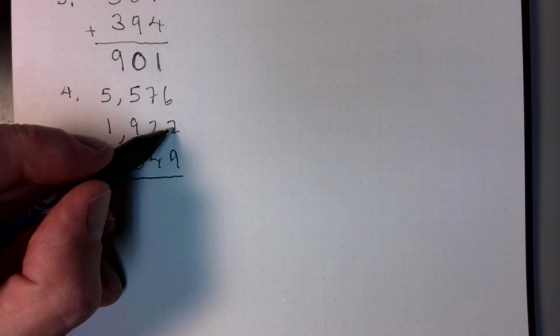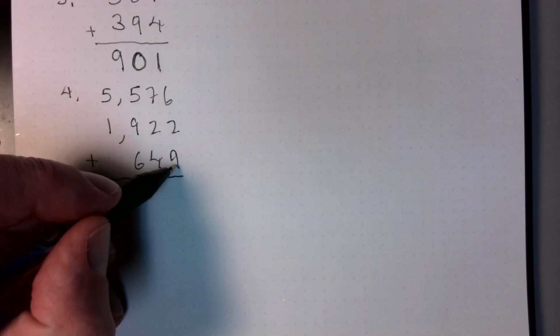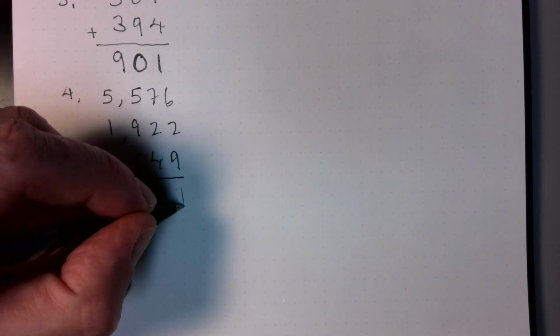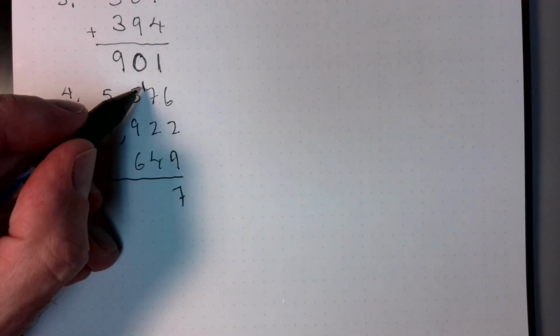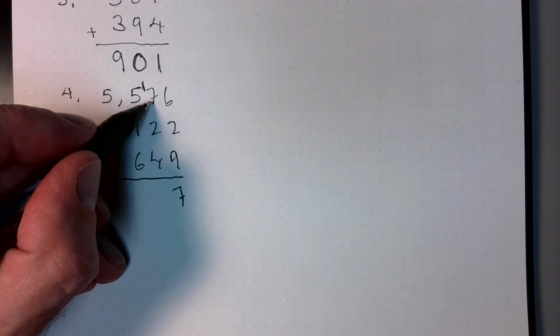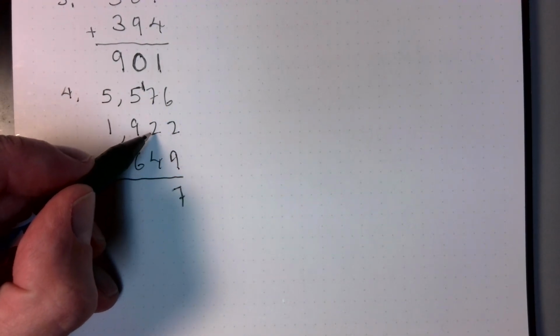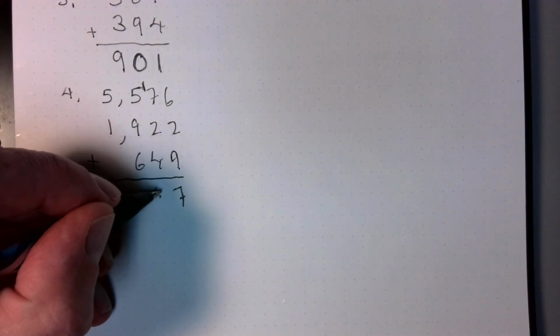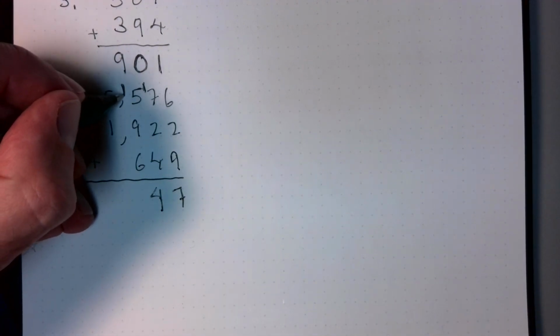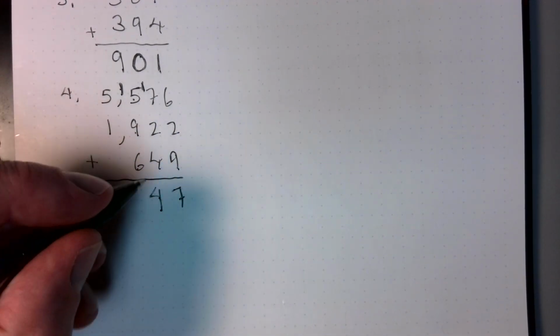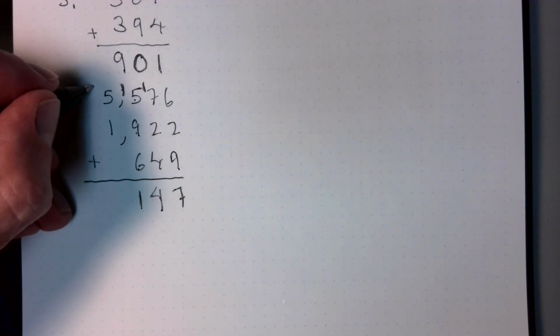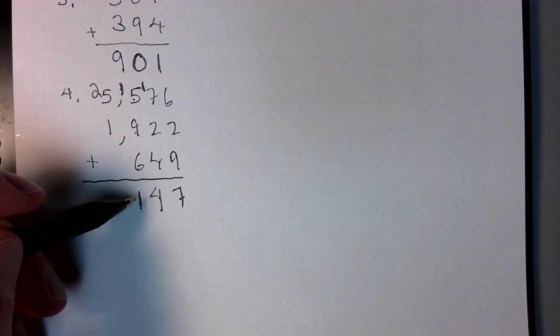6 plus 2 is 8. Plus 9 gets me to 17. And I carry my 1 up here. 1 plus 7 is 8. That's 10. That's 14. So it's a 4. Carry my 1 again. That's a 6. 15. 21. So I'm going to carry a 2 up here.